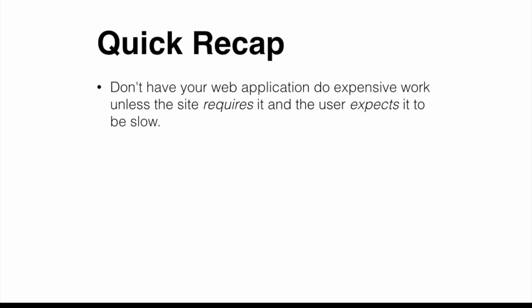So, recap of what we discussed. The gist of what we just went over is that we don't want the web application to be doing expensive work if we can avoid it. In some cases, it's not avoidable. Maybe it's something that the user expects is going to be slow. For example, if you're uploading a large album somewhere, maybe you expect that it's going to be slow and you're okay with waiting for it.